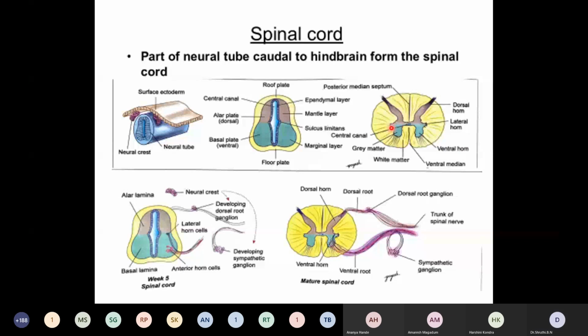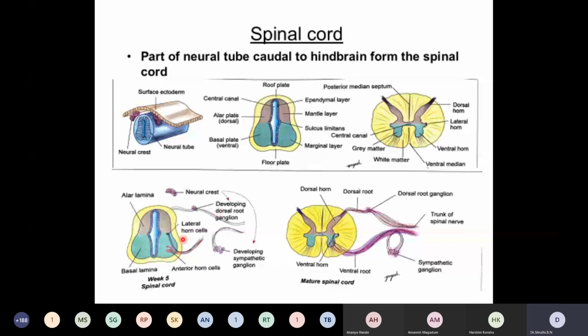Okay. So this basal lamina forms the ventral horn and alar lamina forms the anterior horn or the dorsal horn. Okay. So in this phase, the continued growth of the alar lamina forms the posterior median septum, and this basal lamina forms the ventral median fissure.